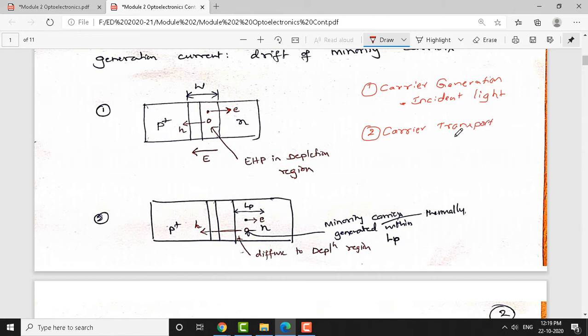Now, see this mechanism here. So, here we already discussed about this carrier. When we say carrier transport, the electrons or holes are sent to the corresponding n side or p side by the strong electric field. So, this is due to the electric field. This we have seen in the last class also. So, you understand these two categories here.